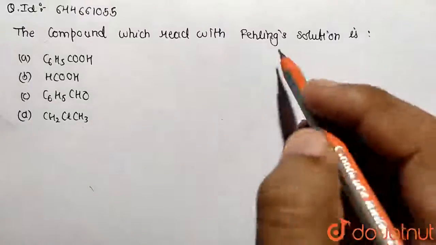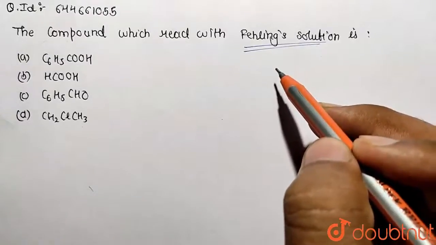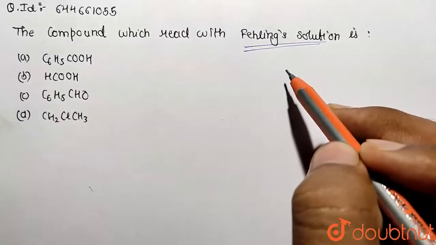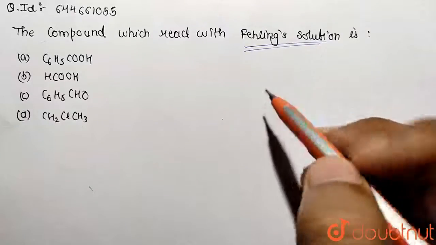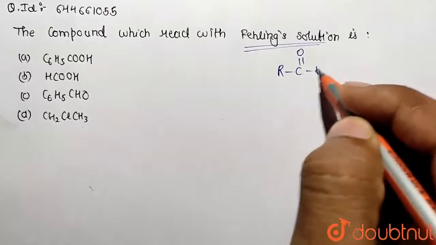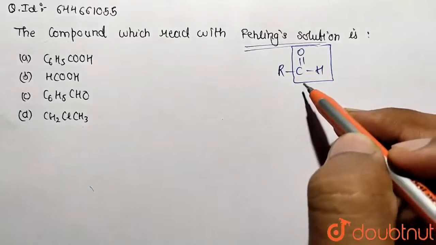Hello students, in this given question, we need to answer which compound reacts with Fehling solution. So basically Fehling solution is a test for identifying the aldehyde group present, and this will be confirmed by the formation of a red precipitate. Then we can say that it's going to contain the aldehyde group, so basically R-C double bond H. So this is the aldehyde group that must be present in the compound to give this test.